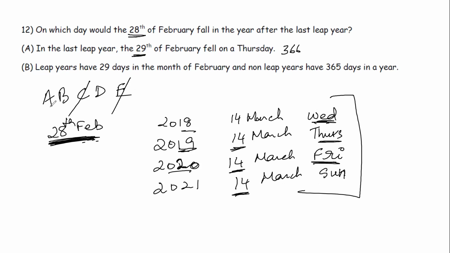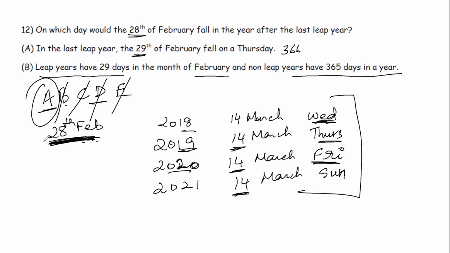C is out, E is out. So it's either A or B. I mean, B is also out. B, C, and E are out. It's either A or D, right? B: leap years have 29 days in the month of February, and non-leap years have 365 days in a year. It's general information given to you. So B doesn't help. So A is the answer.